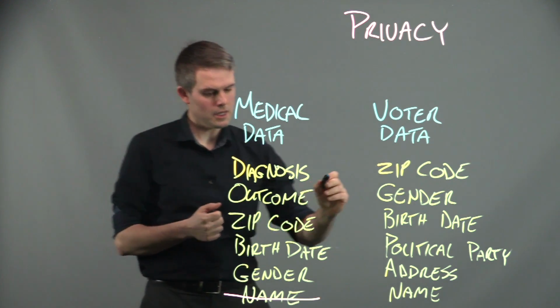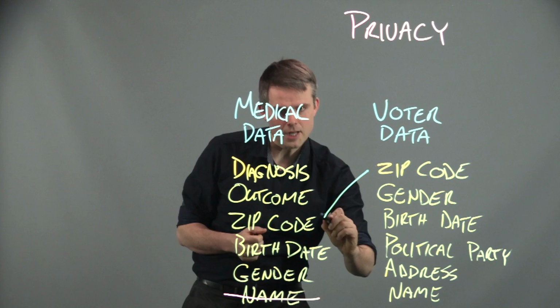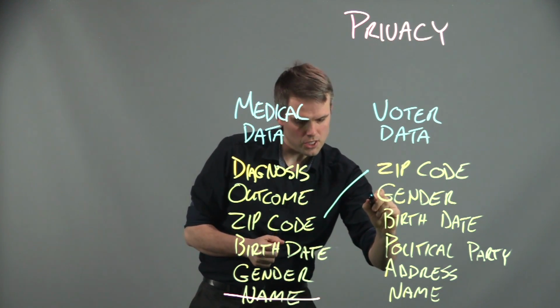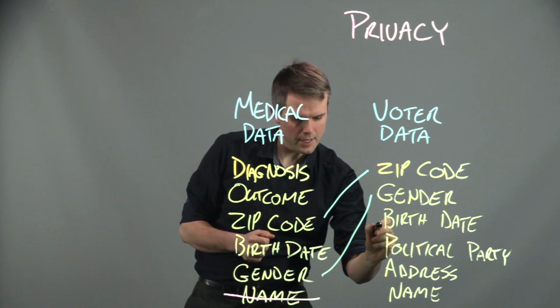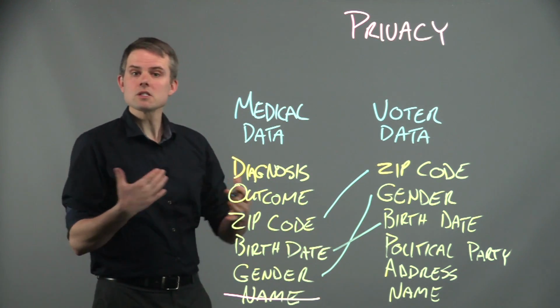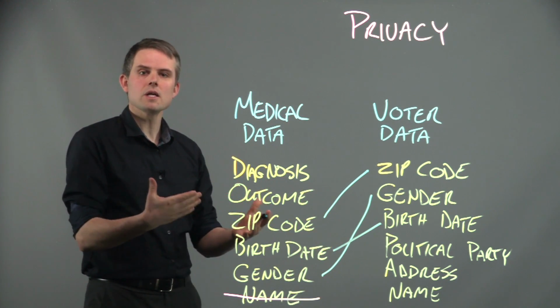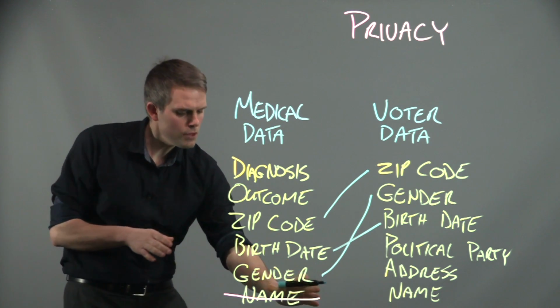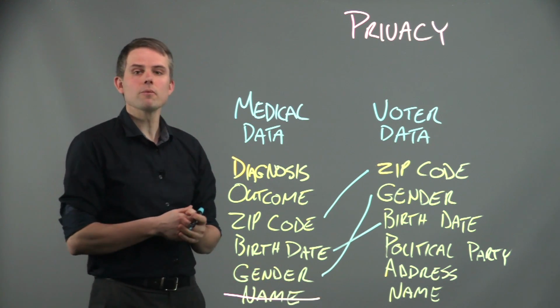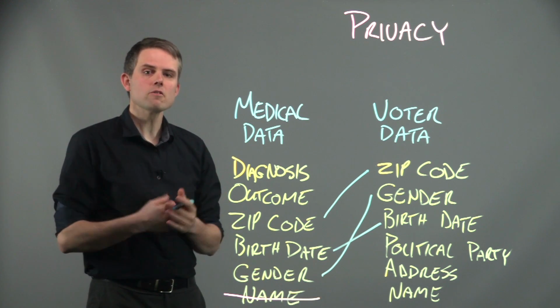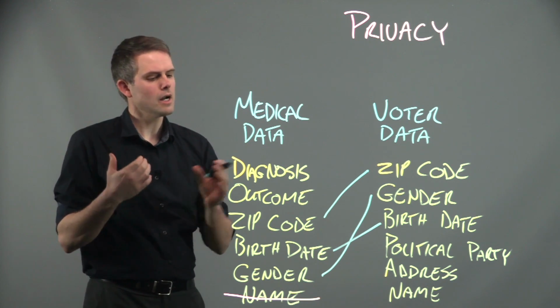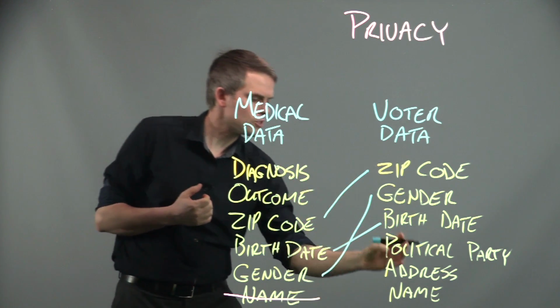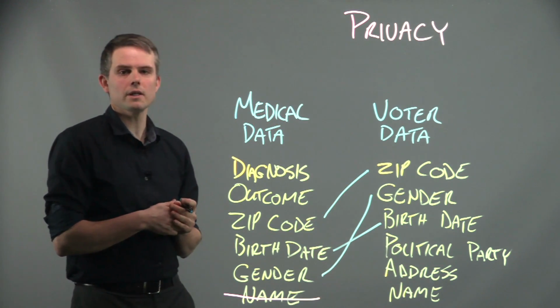It turns out if we take the zip code from the data set and match it with the medical data set, the gender, and the birth date, we're able to, at least in the United States, de-anonymize this data set for 87% of individuals. So now, even though we've gone and removed the name from the medical data set, for 87% of people we can directly tie these diagnoses and outcomes to specific individuals and where they live.